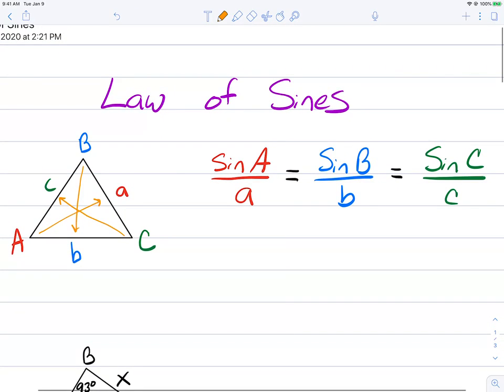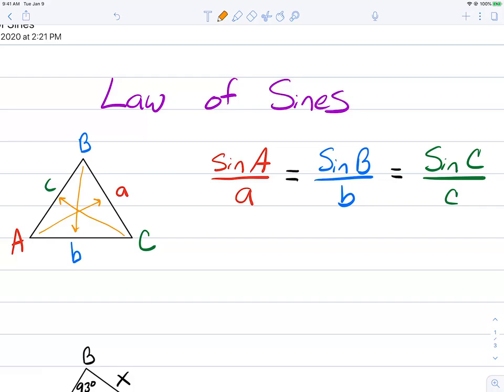So there's a proportional relationship between the sine of an angle and its opposite side. And you can create equations on a triangle to find a missing angle or missing side. And this works for any triangle. It does not have to be a right triangle.